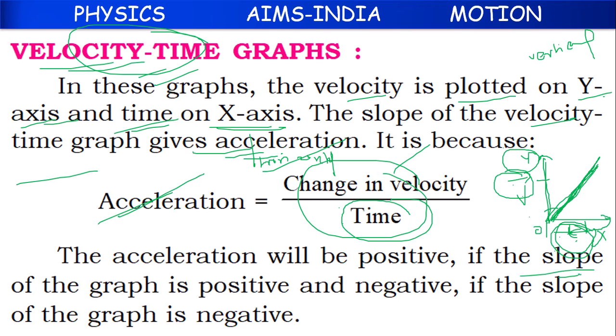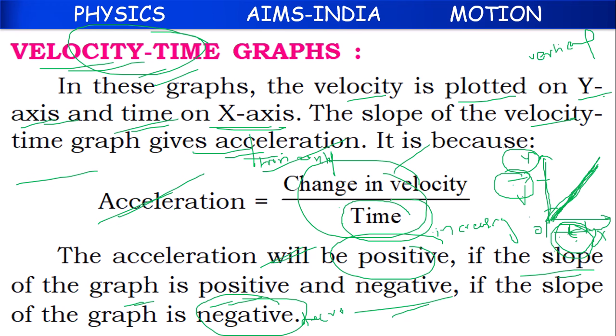If the slope of the graph is positive, then the acceleration will be positive, or the acceleration will be increasing. Here positive means nothing but increasing. If the slope of the graph is negative, the acceleration will be negative, which means decreasing, or we can call it deceleration. So acceleration may be positive or may be negative based on the slope of the graph.